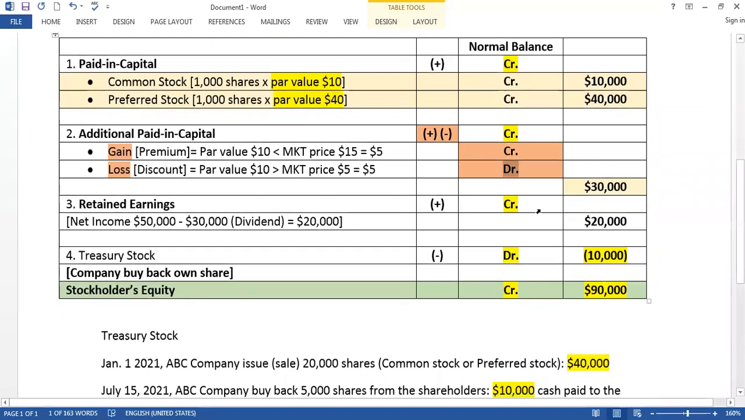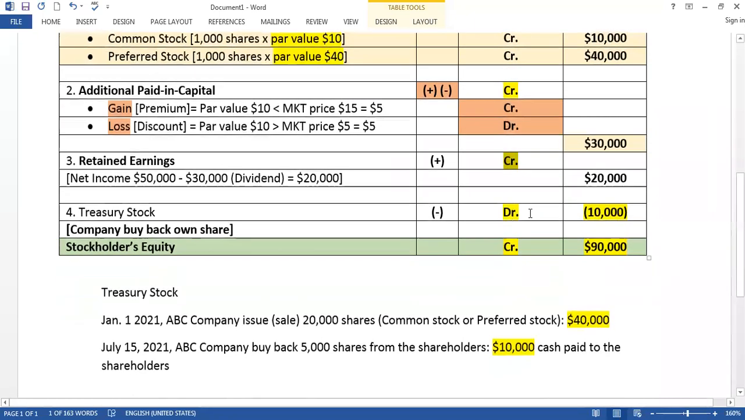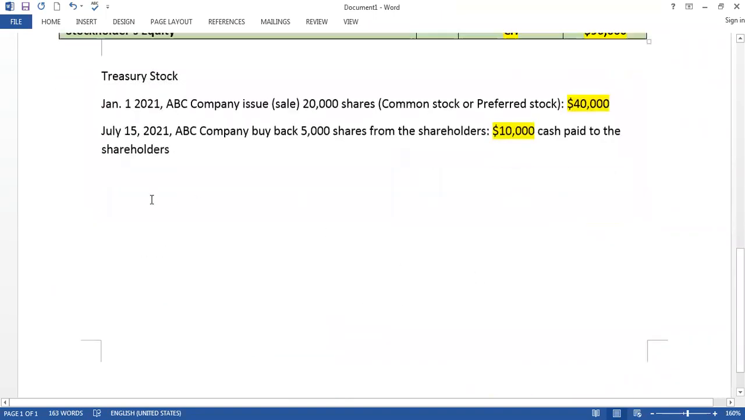Then retained earnings is always credit and treasury stock is always debit, right? Here it is debit because we buy back our share and we no longer need to pay this money again, since we already paid it. So now, if you understand this table, let's see some easy questions based on the table.